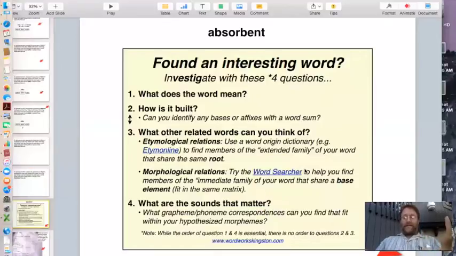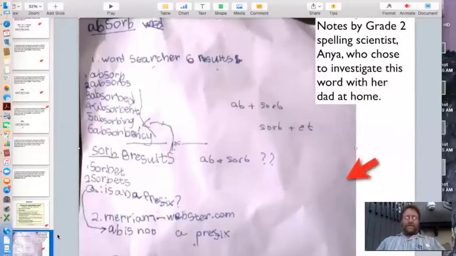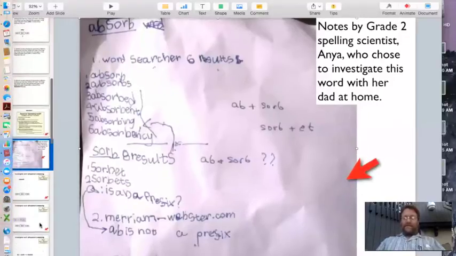And the amazing thing was I wanted to look at the word absorbent, but it turned out that Anya had caught the same word. And this is the piece of paper that she brought me just before class. So I was able to share this image with the class, and we took a look at what Word Searcher found: 6 results. Look how she's written her title and underlined it, organized the results. She's got some questions, just great scientific note taking here, let alone investigating.